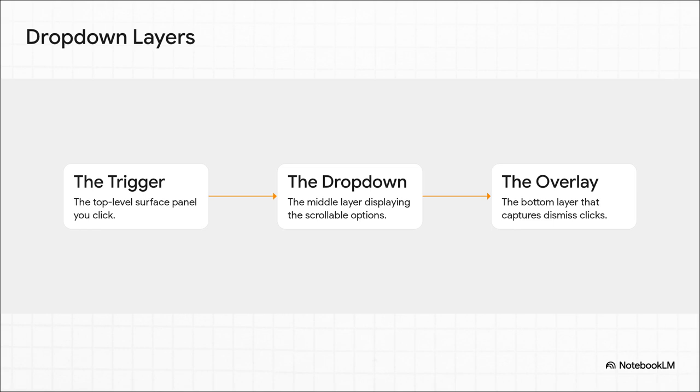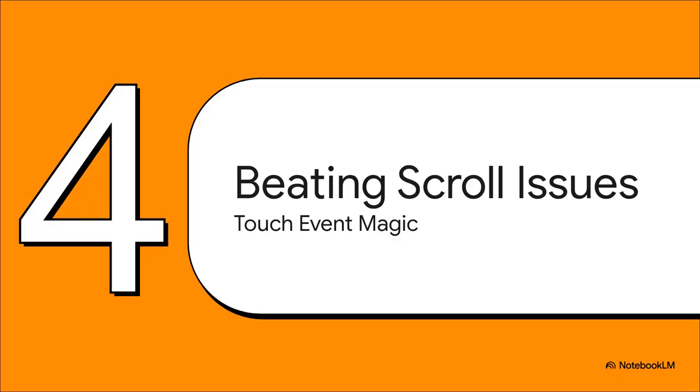In the middle, layer 2, you have the dropdown, which is the panel displaying your actual scrollable options. And finally, sitting at the very bottom, layer 3 is the overlay. This is an invisible, full-screen layer that exists purely to capture your clicks outside the menu, allowing the whole dropdown to dismiss cleanly when you tap away. Makes total sense, right? Let's hit section 4.